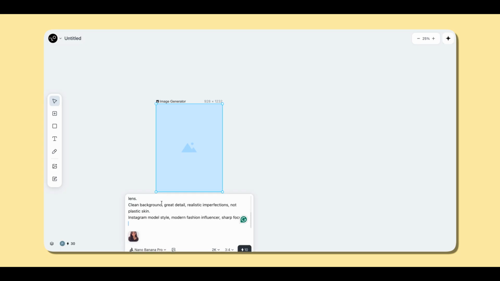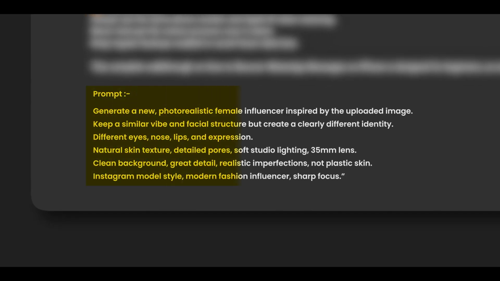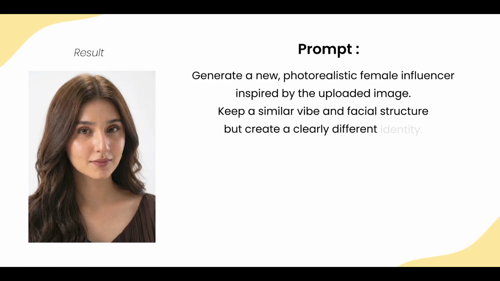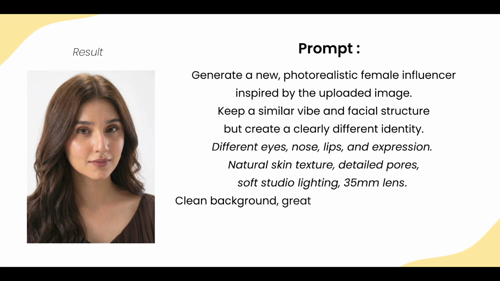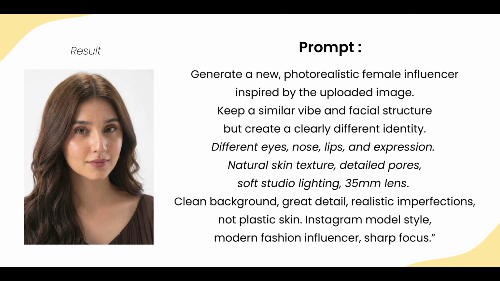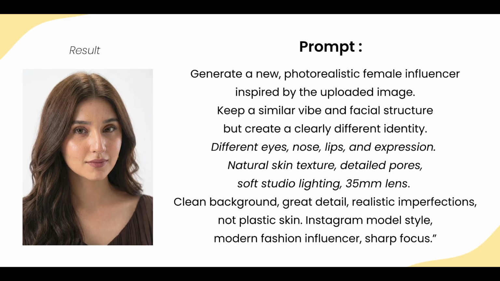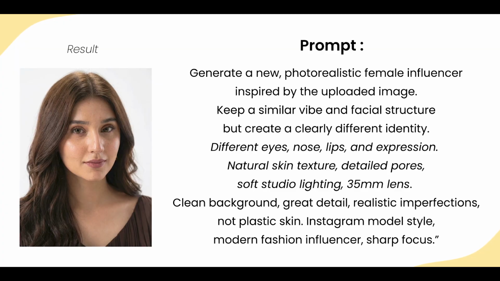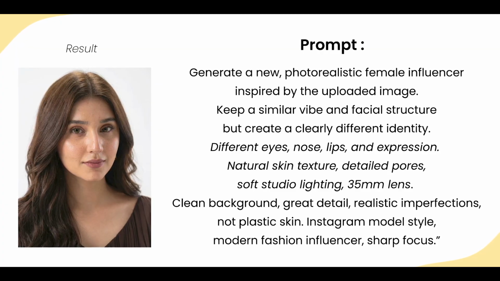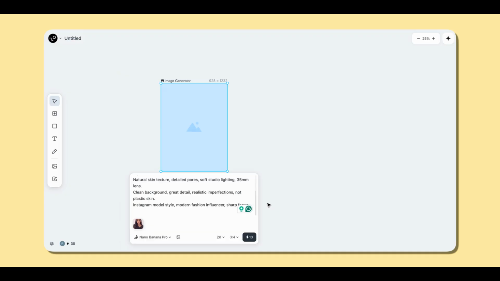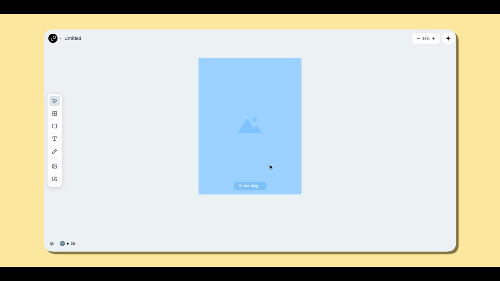Give a prompt to create a new realistic influencer, or you can just use my prompt given in the description box. Generate a new photorealistic female influencer inspired by the uploaded image. Keep a similar vibe and facial structure, but create a clearly different identity. Different eyes, nose, lips, and expression, natural skin texture, detailed pose, soft studio lighting, 35mm lens, green background, great details, realistic imperfections, not plastic skin, Instagram model style, modern fashion influencer, sharp focus. Now, just click on Generate.